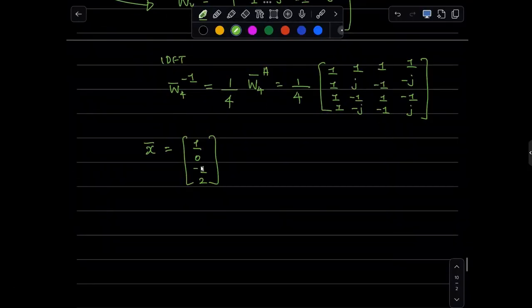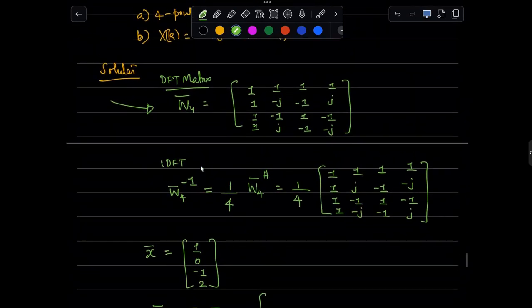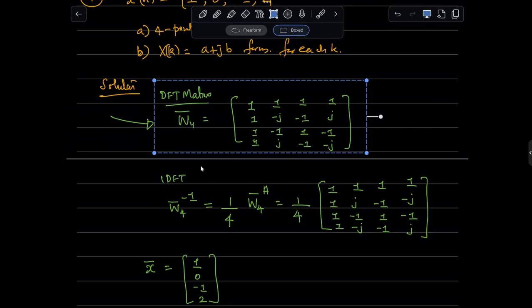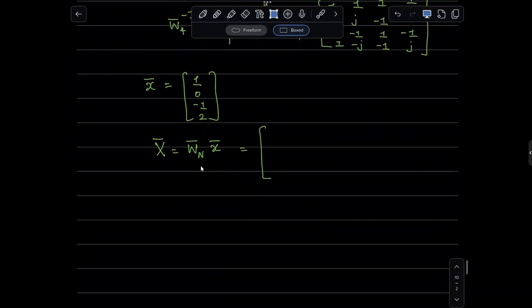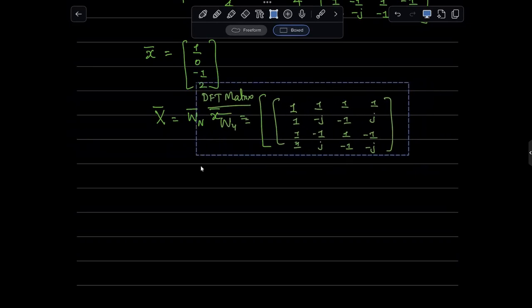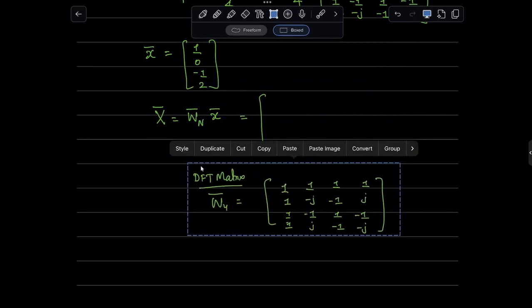I want to find the Fourier transform. So x bar is equal to Wn bar into x. This is nothing but, you see, the same matrix I have written. So let me copy and paste from here.